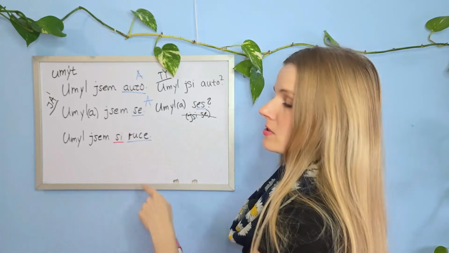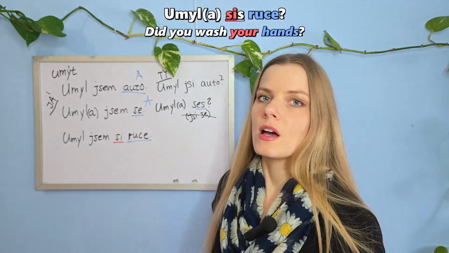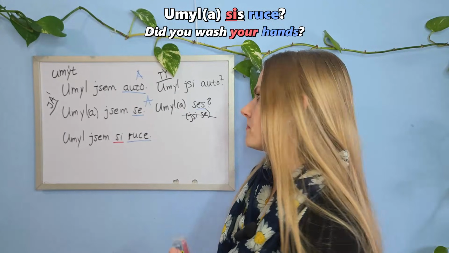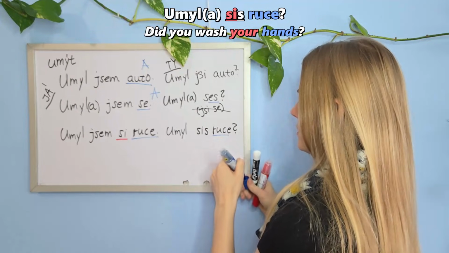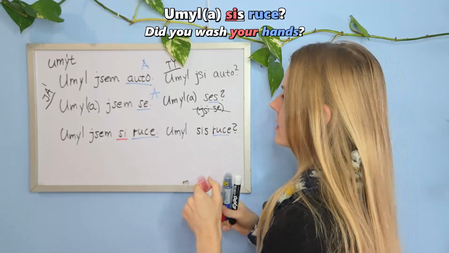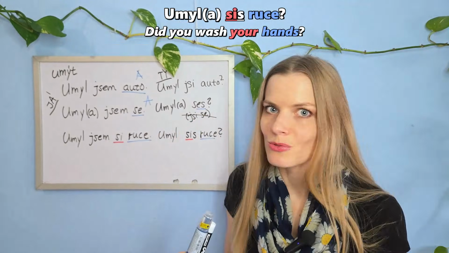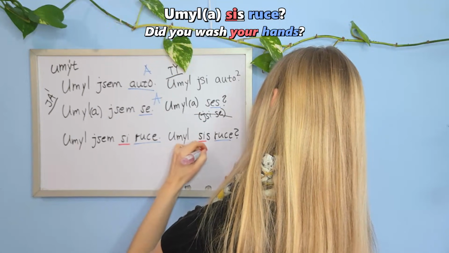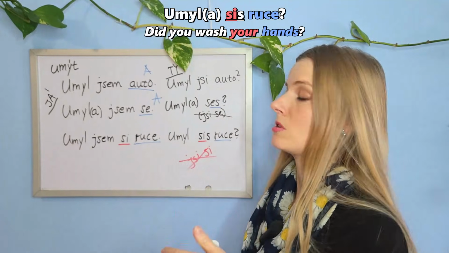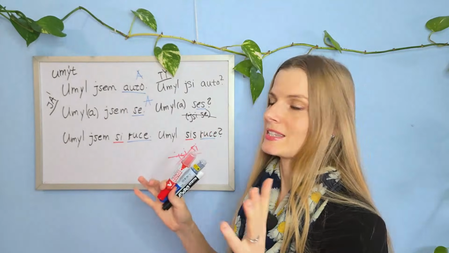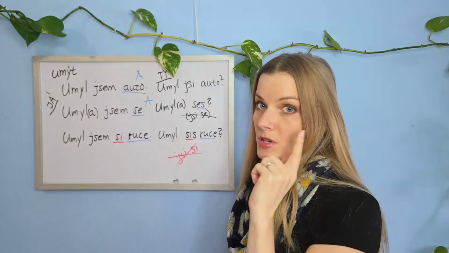Now, what happens here? Did you wash your hands? Would be umyl or umyla sis ruce. Umyl sis ruce, umyla sis ruce. The same thing. Ruce as accusative and sis is the contracted form. Si and si together. Remember, si is not supposed to be said in Czech. Although people do say it, but it should be sis. So this is what happens in ty person in past tense. Keep an eye on that.